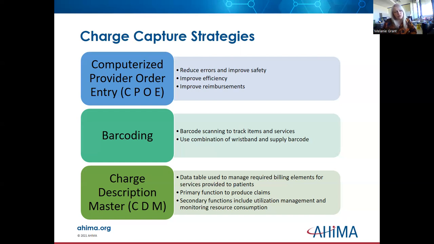Barcoding is commonly used for certain types of services, especially in a hospital. So if patients are receiving medications, if they're getting procedures from the nurse or other tech staff, oftentimes they'll have something that can scan a barcode on their wristband.